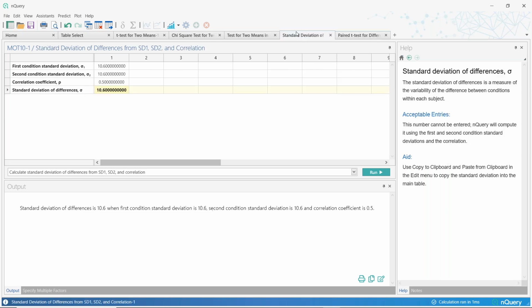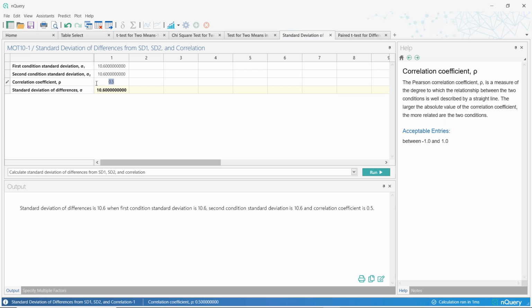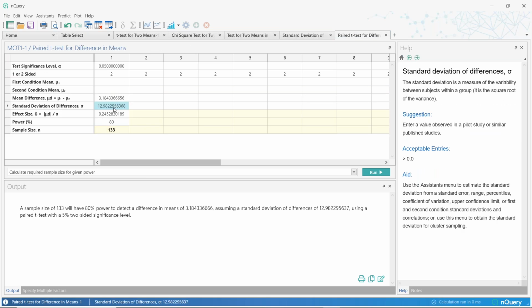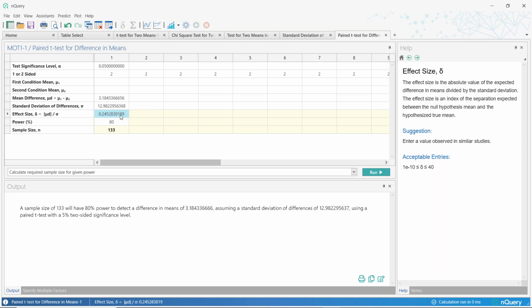But let's use a more conservative example. Let's say the correlation coefficient is only like 0.25, and that gives us a standard deviation of 12.98. But you can see, even with that more conservative assumption, we still have a sample size of 133 here. So this is still way lower than what we have for an equivalent parallel trial.